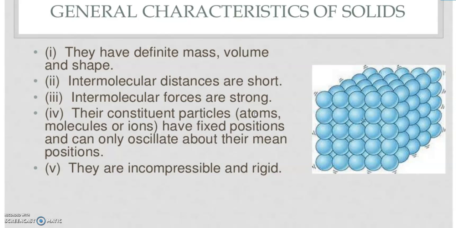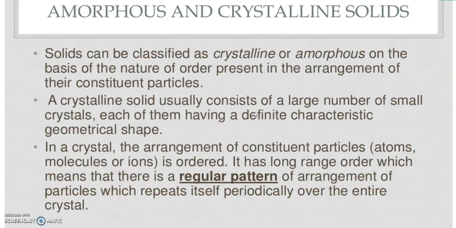There are mainly two types of solids: amorphous and crystalline solids. What is an amorphous solid? What is a crystalline solid? We can classify them as crystalline and amorphous on the basis of the nature of order present in the arrangement of their constituent particles. How the constituent particles are arranged in a solid, based on this we can classify them.